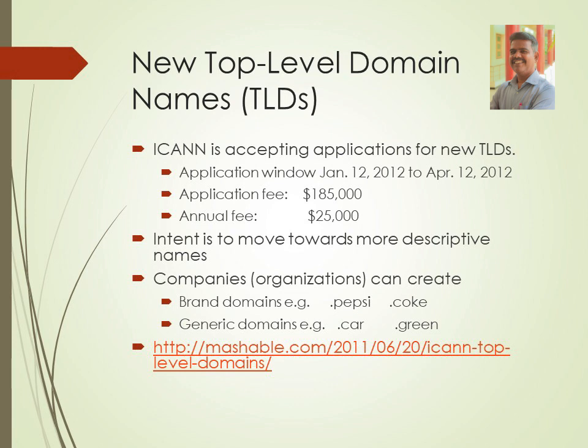TLDs are mainly classified into two categories, generic TLDs and country specific TLDs. So there are 5 top level domain types available. They are generic top level domains, GTLD, sponsored top level domains, STLD, country code top level domains, CCTLD, infrastructure top level domains, ARPA, and test top level domains, TTLD.